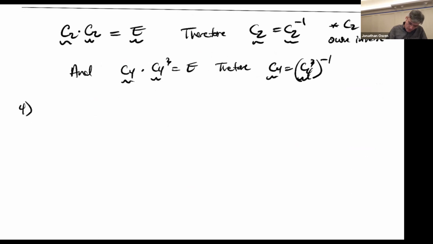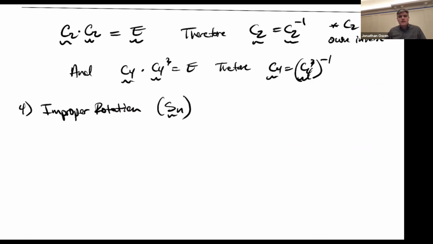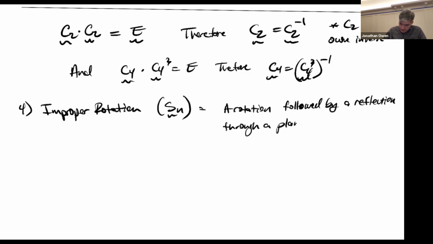Okay, let's do another one. Improper rotation. These are given the symbol S, and they have a subscript N to denote the number of degrees that you do the rotation. But they're more than just a rotation. It's a rotation followed by a reflection. Rotation followed by a reflection through a plane. And that plane must be orthogonal to that axis.